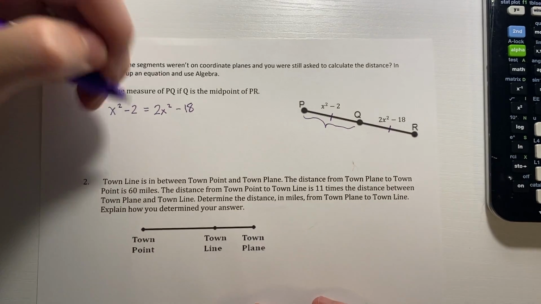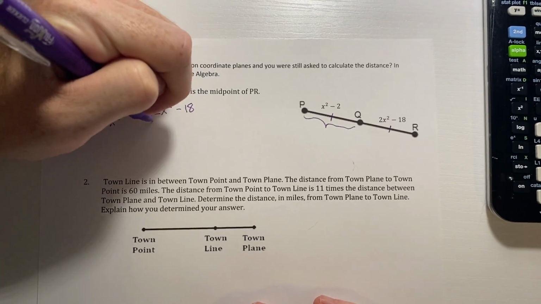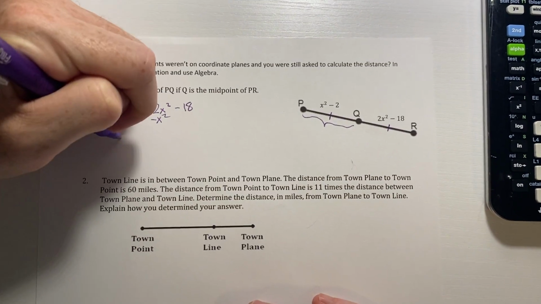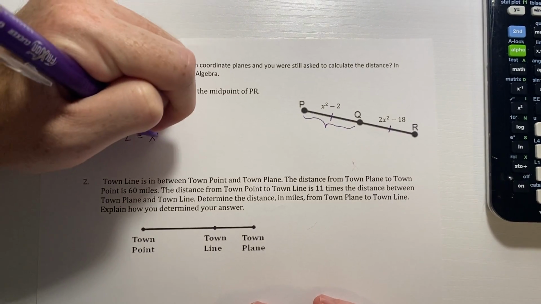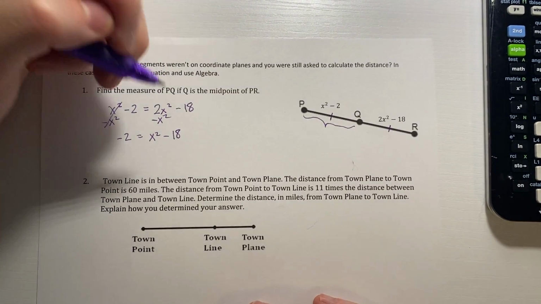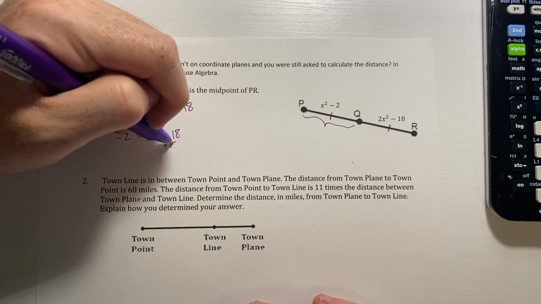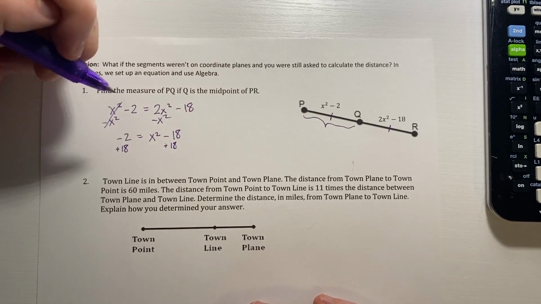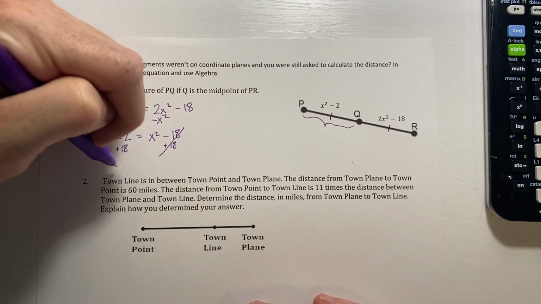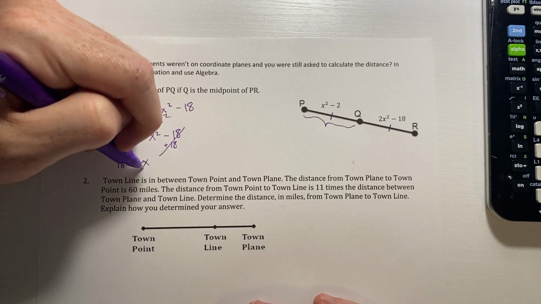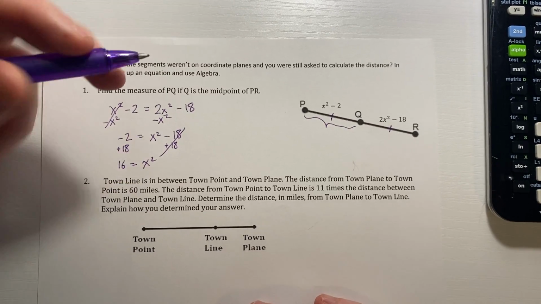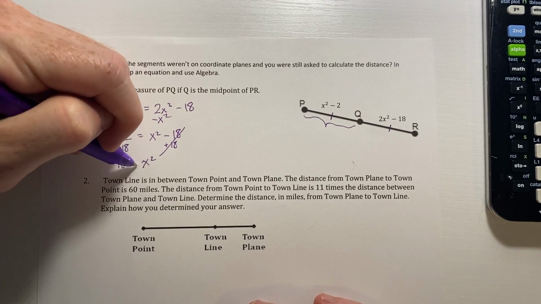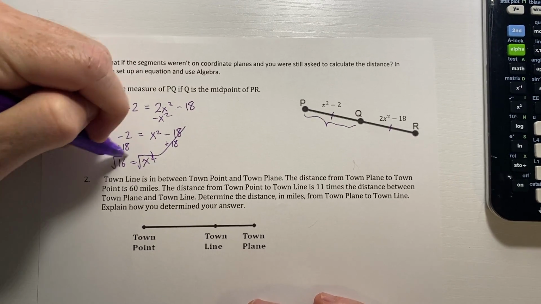All right, so I'm going to subtract x squared from both sides. Bring this down. This gives me an x squared minus 18. I am going to add 18, trying to get my x's all by themselves. Cancel that out. Negative 2 plus 18 is 16. All right, so now algebraically, when I'm getting rid of a squared, I can take the square root. That's how you cancel that out.